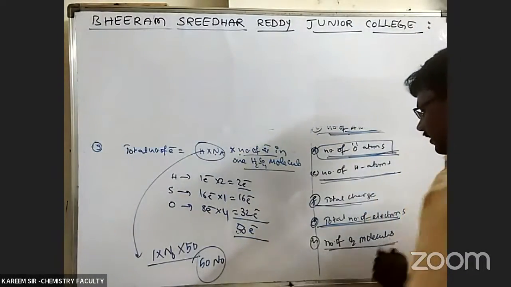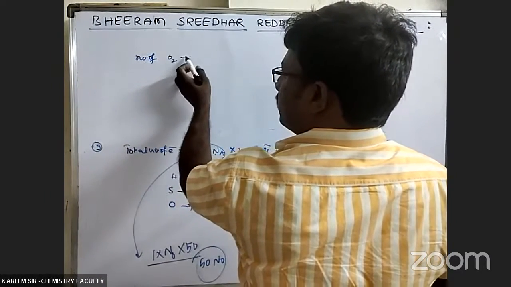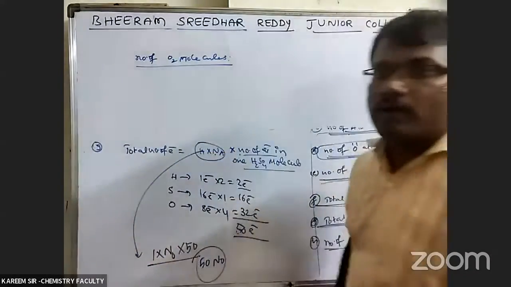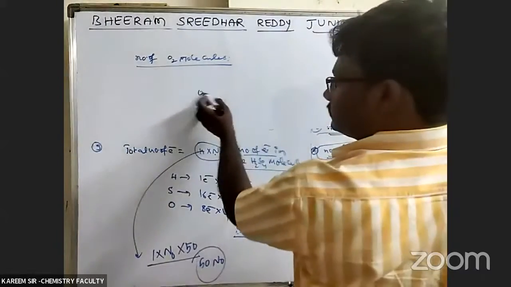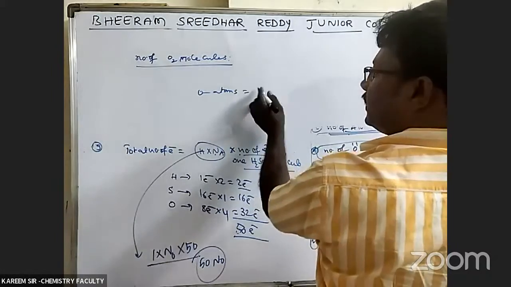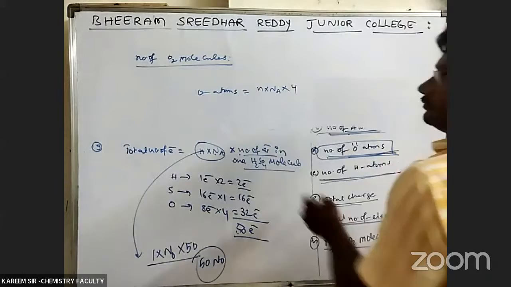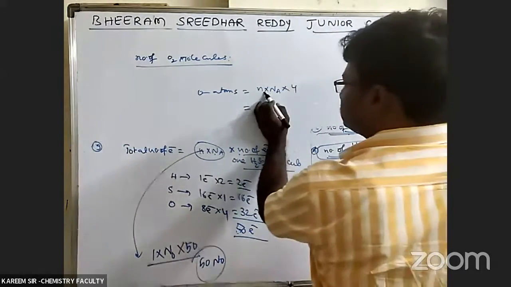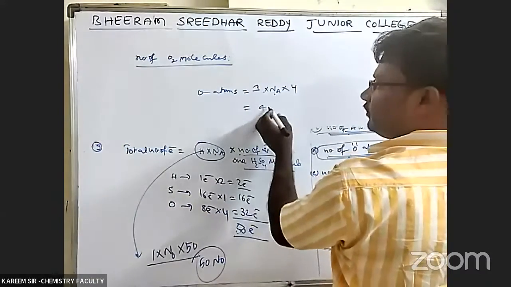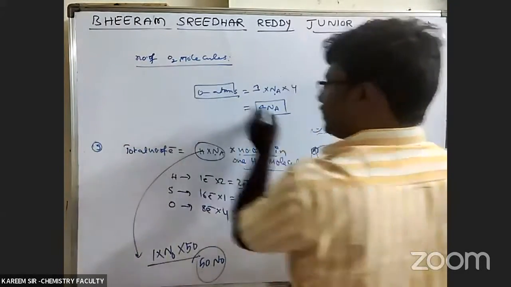One more question, last. Number of O2 molecules. ఇందాక మీరు oxygen atoms కనుక్కున్నారు. Oxygen atoms ఎంత కనుక్కున్నారు? Number of moles into Avogadro number into 4. That is number of moles. ఇక్కడ మీకు ఎంత వచ్చింది? 1 వచ్చింది. And Avogadro number. This is you got 4 Na answer. This is the number of oxygen atoms.